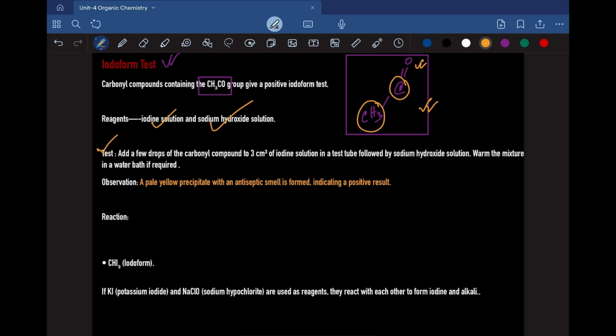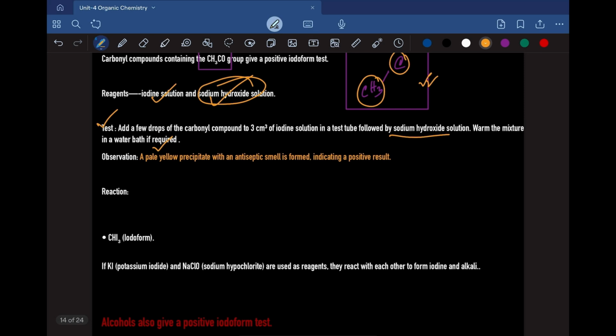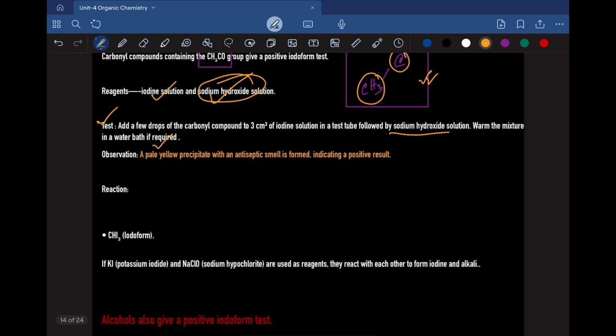Add a few drops of the carbonyl compound to 3 cm cube of this iodine solution in a test tube, followed by this sodium hydroxide solution. We will warm the mixture in a water bath if required. Now what will be the observation? The observation will be a pale yellow precipitate with an antiseptic smell, indicating a positive result. So this is something that you will have to memorize. This observation which I have written in yellow color, you'll have to memorize, and you'll also have to memorize the reagents as well.